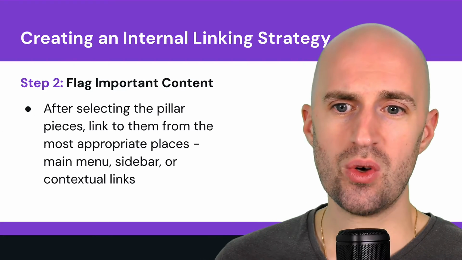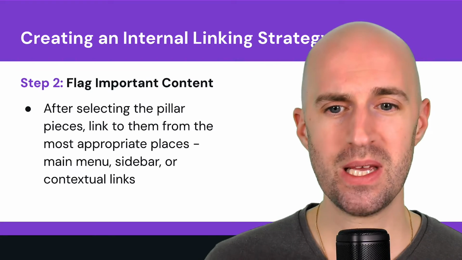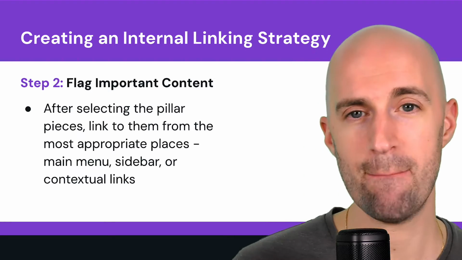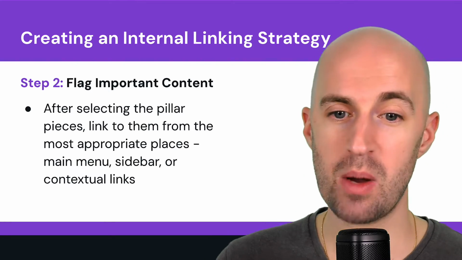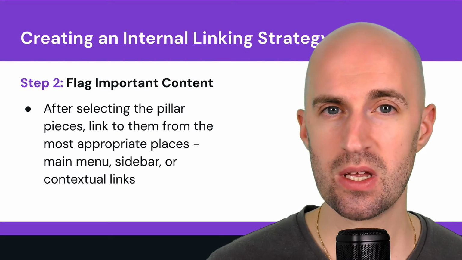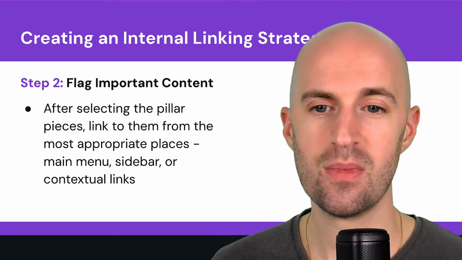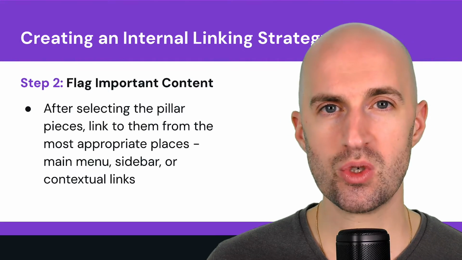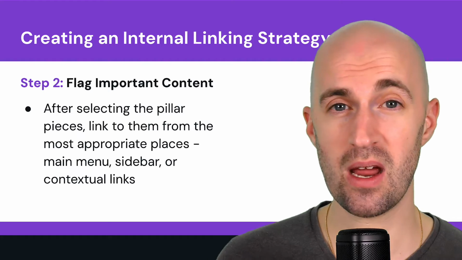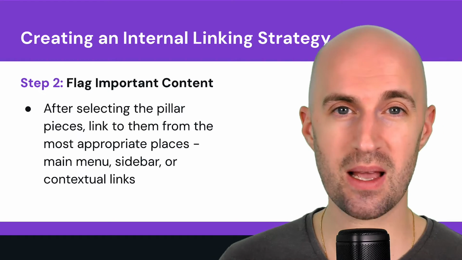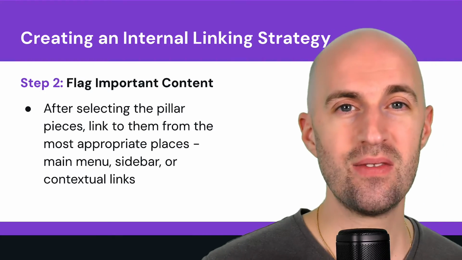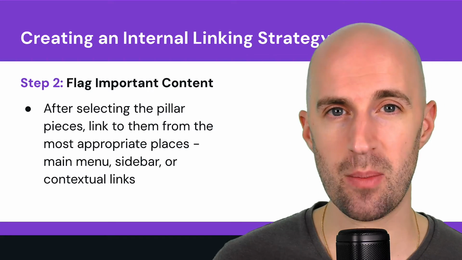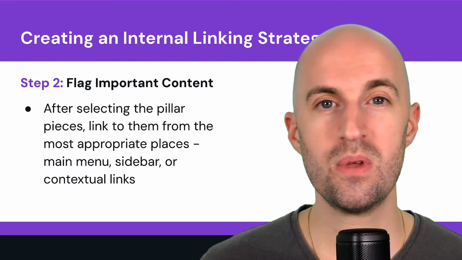So now, after selecting the pillar pieces, we also want to link to them from the most appropriate places. So it could be the main menu, a sidebar that's quite prominent, or contextual links from other content pieces. And it depends where you link from, because it's important to realize how important they are. So if it's quite an important piece, like a main category, then definitely have it in the menu. And then also if you mention that category topic in, let's say, a blog article, it's important to link to it as well.